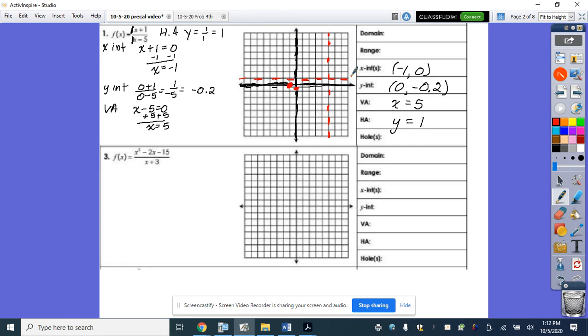So there we go. All right, we do not have a hole. None. Because we don't have anything to factor, so we don't have any holes to cross off.